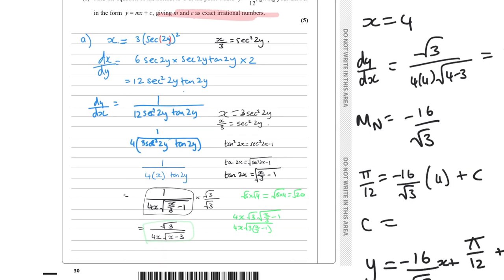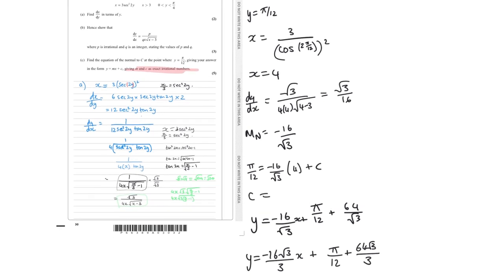Now, the third part. Now, this was really bitty because it wants m and c as exact rational numbers. Okay, rational means we cannot have a surd on the denominator. Okay, so we know that y equals pi over 12. So we know that x equals 3 sec squared 2y, which can be written as 3 over cos squared 2y. Okay, so here, this 2y is 2 lots of pi over 12. When I put that into my calculator, I got a really lovely number, 4. Fantastic, couldn't have asked for a better number.